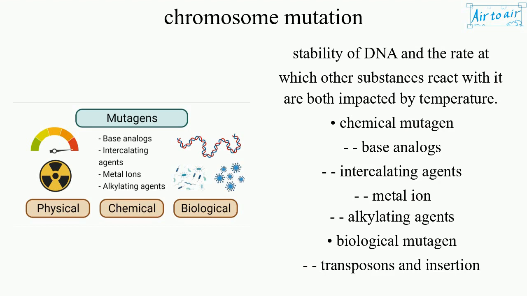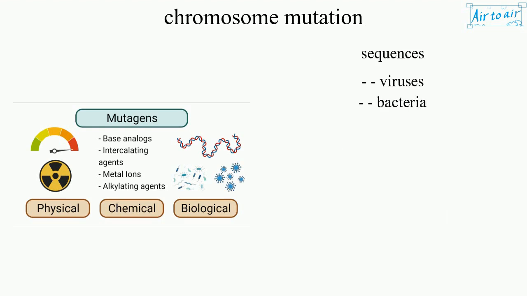Chemical mutagens: base analogues, intercalating agents, metal ions, alkylating agents. Biological mutagens: transposons and insertion sequences, viruses, bacteria.